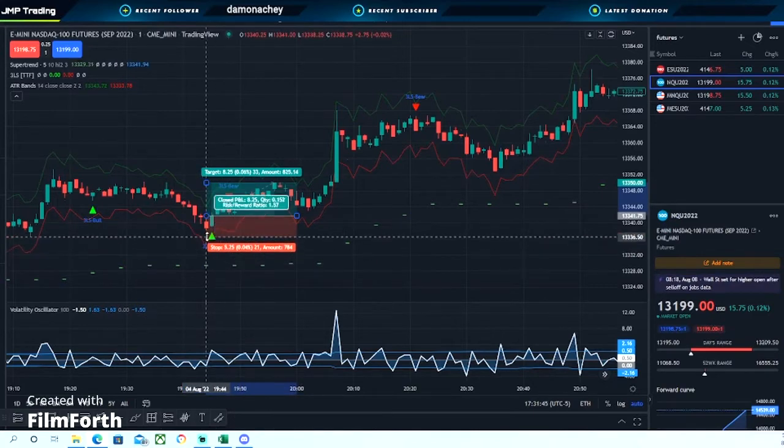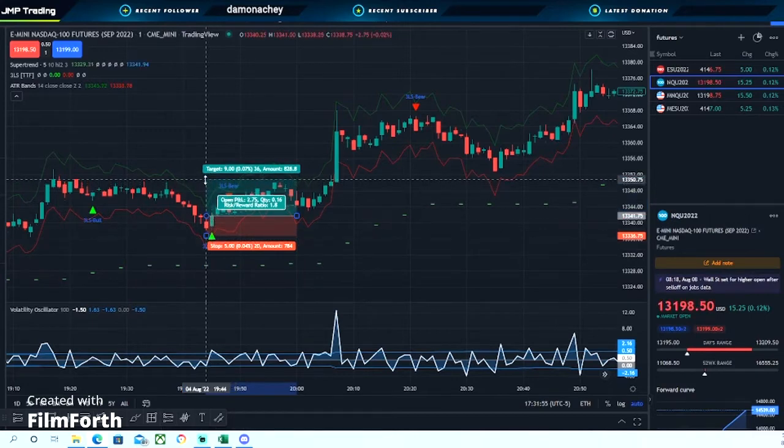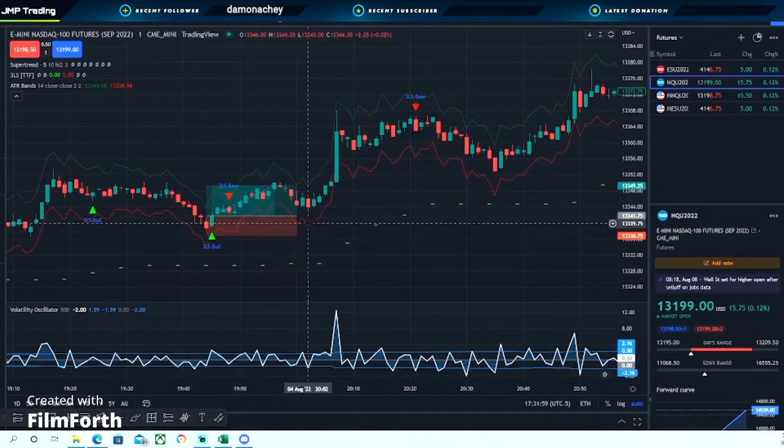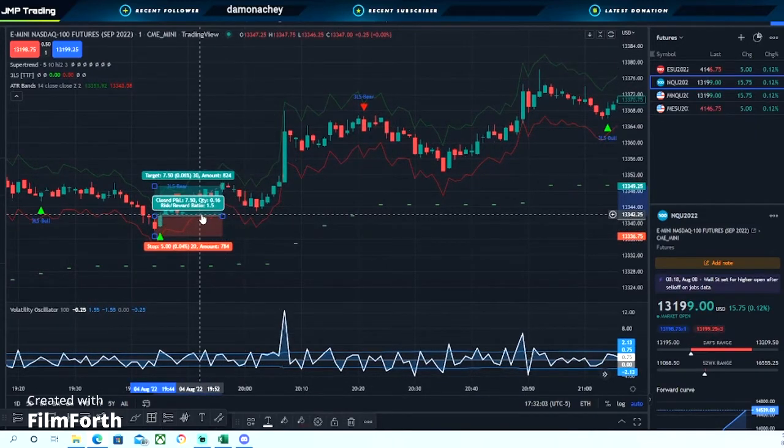We're going to take our entry on the close of that candle. We're going to set our stop loss to 2 times the ATR, which is this bottom band here. And we're going to set our take profit to 1.5 times the risk. So our profit target was hit on that one. Now let's go over an example of a short.